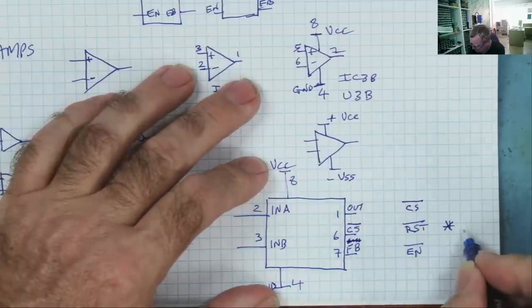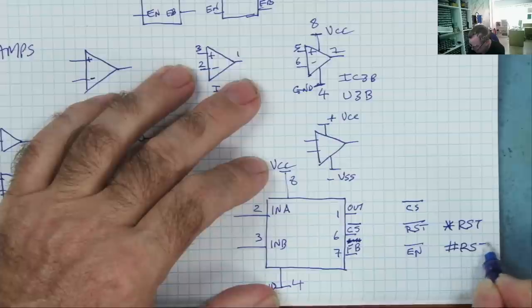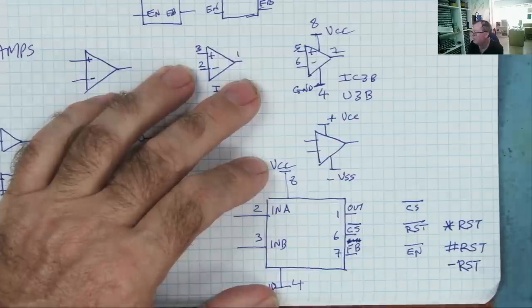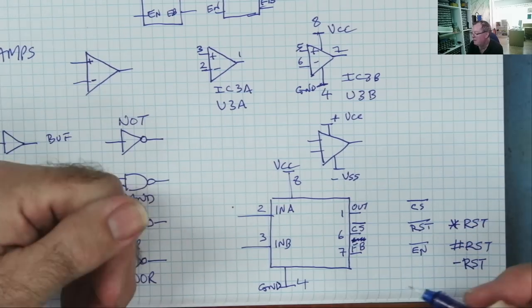You'll sometimes see it done like this, just a different convention, it means the same thing. I've seen it done like this, and I've seen it done like this. Okay, all those just mean that that signal is active when it's low.